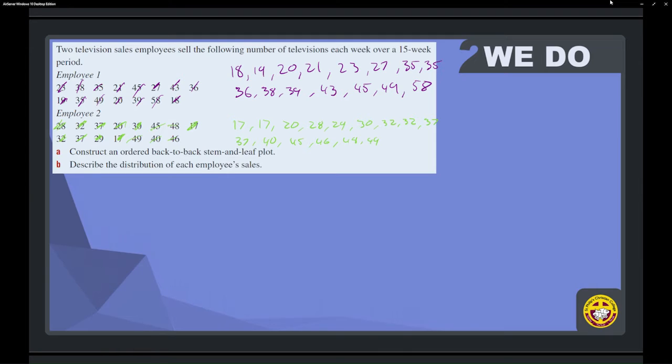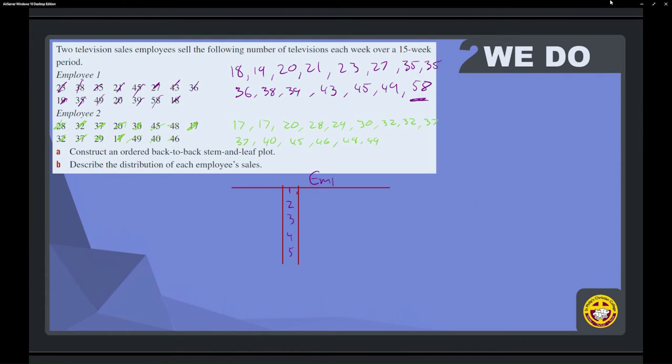Now, the only difference with the back-to-back stem and leaf plot is we're just drawing one on the other side. The process is the same. So instead of having one vertical line, we actually need two because the stem goes in between the two leaves. We start from teens and we go all the way up to 50s. We have one number in the 50s. This is a situation where you would need to have a title because you need to identify which one is which.